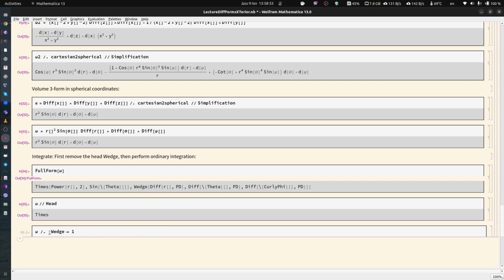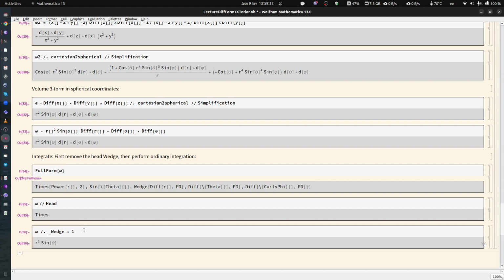So here we use something like a regular expression, which is the underscore character in Mathematica, and we say apply this substitution rule where everything that has a head wedge should be replaced by 1. So everything within the wedge expression will be replaced by 1, and that will leave us just with the function here, r squared sin theta.